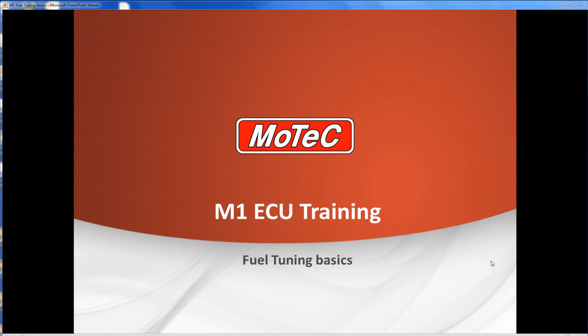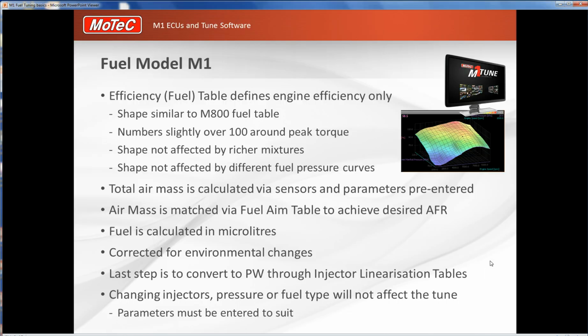So, we're here to learn about how to tune an M1. The method of calculating the fuel, or tuning the fuel, is very different from previous gold box ECUs. The fuel table is actually now the efficiency table, so it's a VE based tuning method, a volumetric efficiency tuning method.